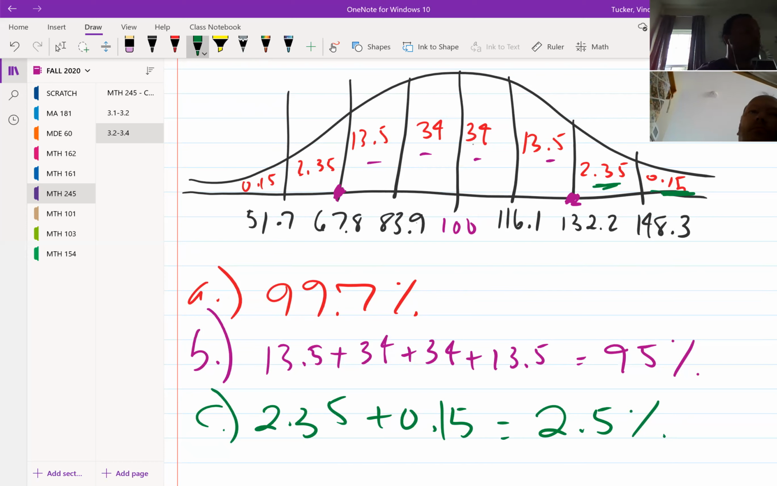Questions on how the empirical rule works? Some questions may not show up until you actually try it out. So as always, try it out, see if you get stuck, and then we'll go from there. If we need to do another one, we'll do another one.